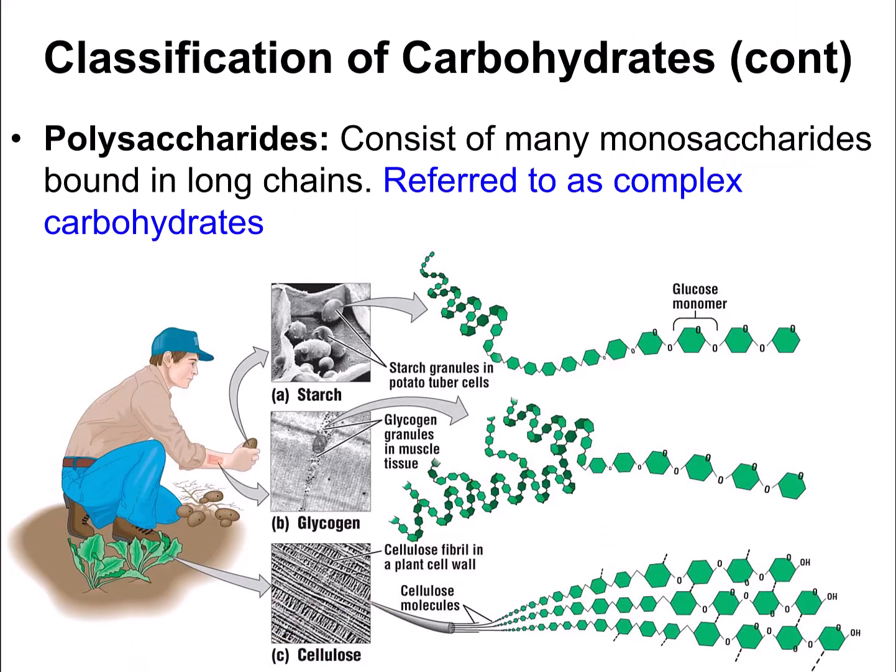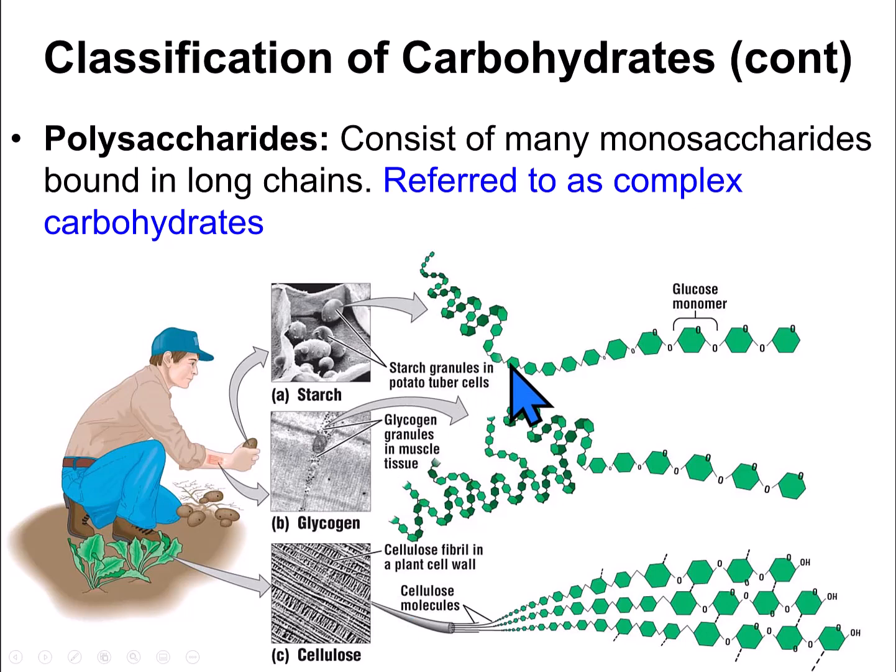Polysaccharides consist of many monosaccharides bound into long chains, or a polymer. And it's referred to as complex carbohydrates. 3 really important polysaccharides that we're going to be dealing with are starch, glycogen, and cellulose. And these are all built of the monosaccharide known as glucose.